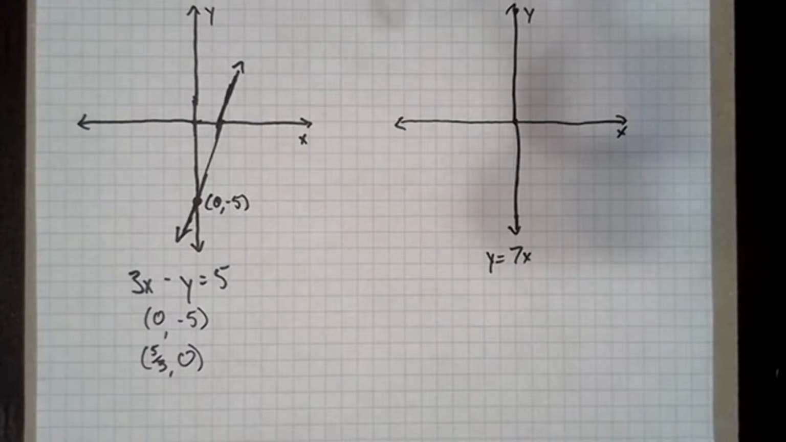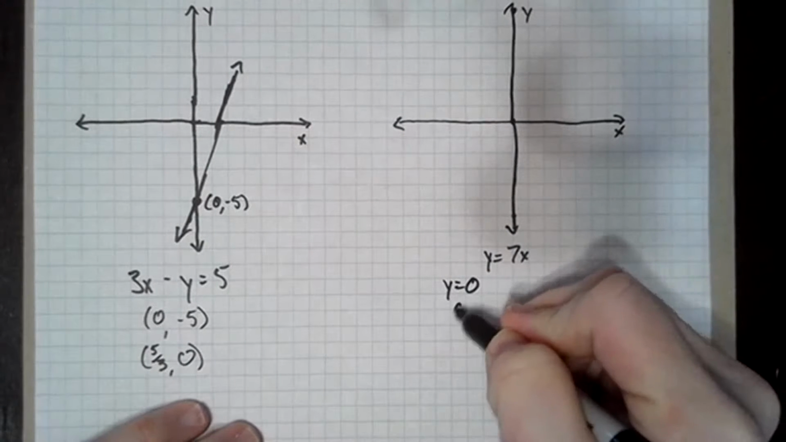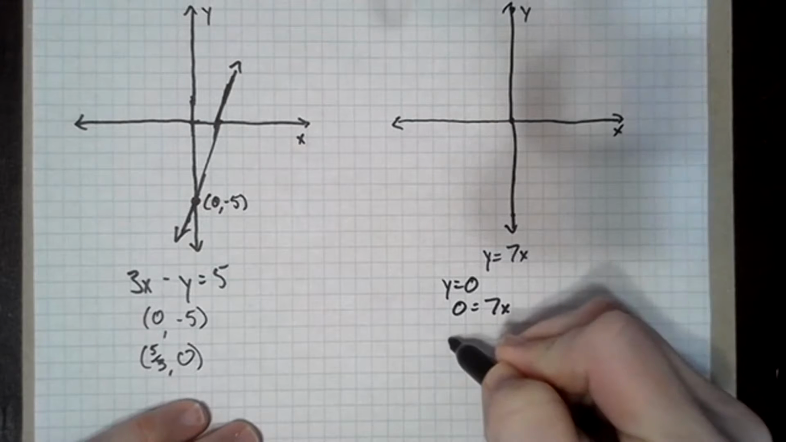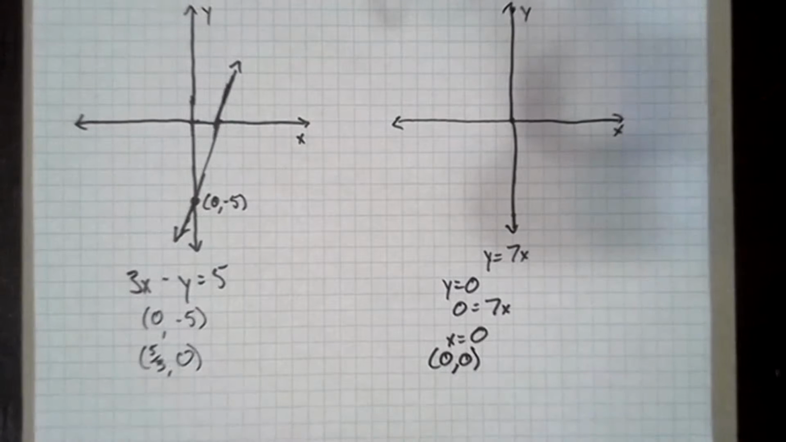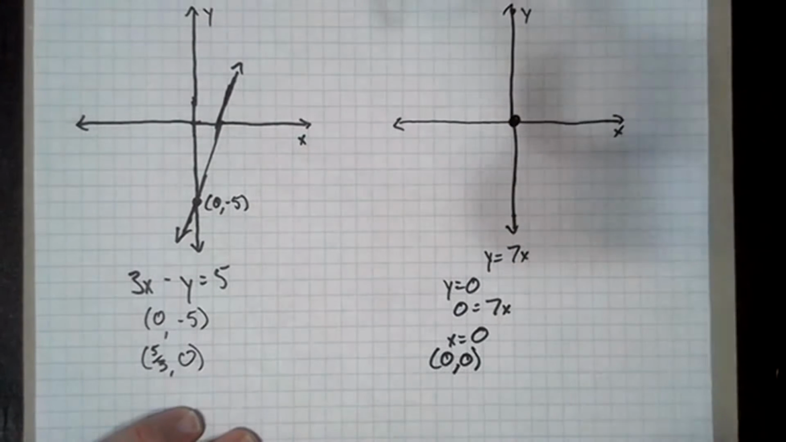Now, with y equals 7x, things are a little bit different. We need to first figure out what the intercepts are. Well, if we let y equal 0, then 0 equals 7x. Divide both sides by 7 and get x equals 0. So we get the point 0, 0 as an intercept. And you may notice this causes us a bit of a problem because the y-intercept is 0, 0, and the x-intercept is also 0, 0. So we've got only one point here.